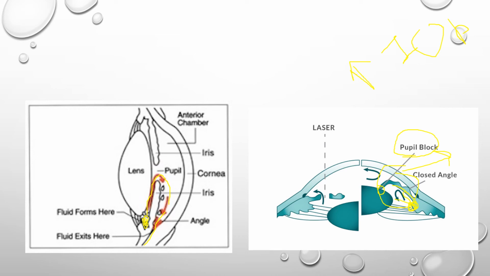So what we do with the laser is we basically create a hole. As you can see, this is a hole. Through a laser we create a hole. So the aqueous which is not being able to drain from this part finds an alternate pathway through which it drains, and then it finally goes through the trabecular meshwork and then into the Schlemm's canal.